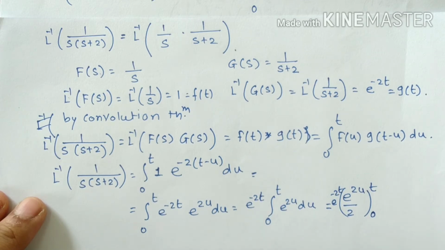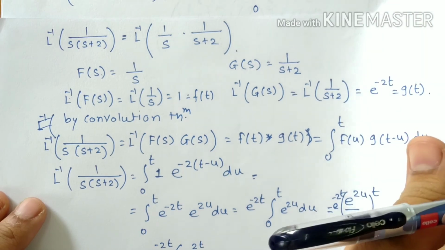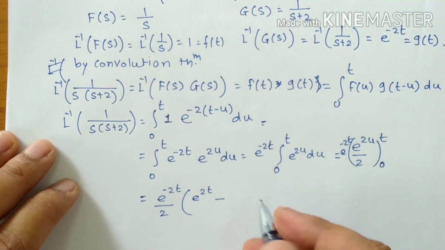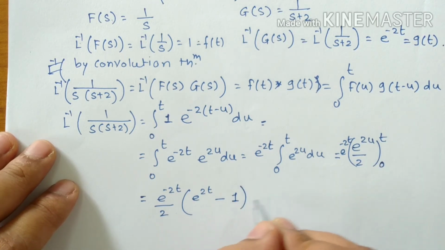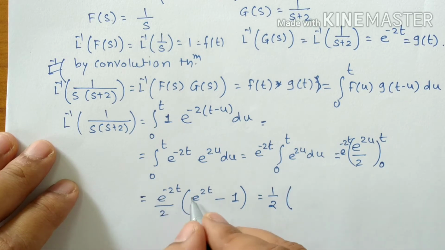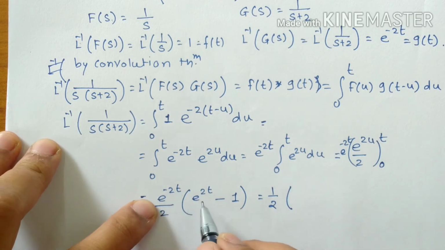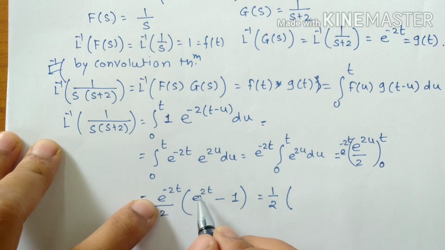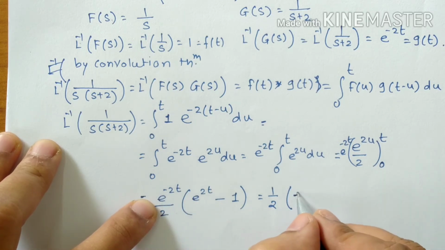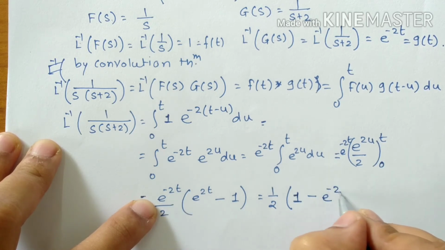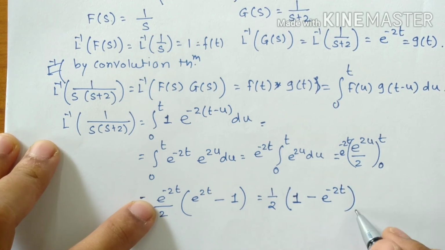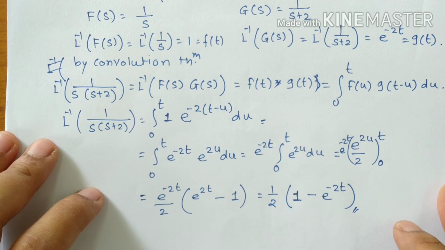So when I substitute the upper limit, I am taking the 2 outside. I am getting here e raised to 2t minus, when I substitute the lower limit, it becomes e raised to 0, which is nothing but 1. So let's multiply e raised to minus 2t to this bracket. This is e raised to minus 2t, this is e raised to plus 2t. Minus 2t plus 2t becomes 0. Anything raised to 0 is 1, minus e raised to minus 2t into 1. Hence I am getting e raised to minus 2t. So this is my inverse Laplace transform of the given function.